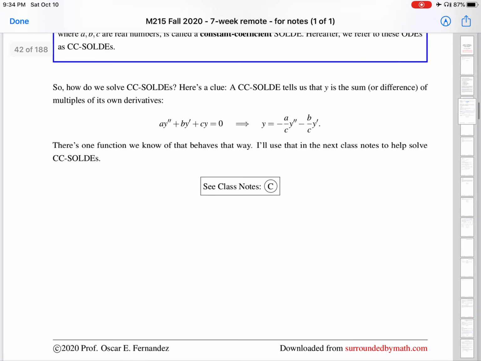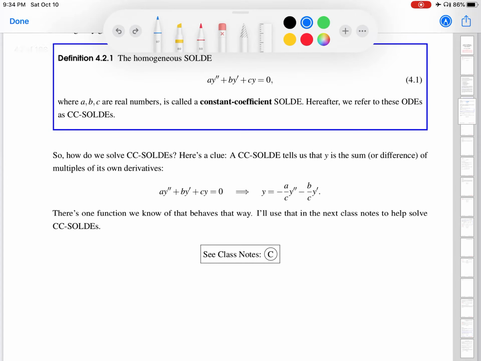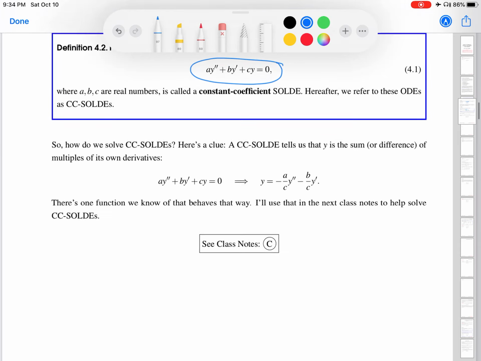And just to review what's going on here, we just had introduced the notion of a constant coefficient, second order linear differential equation. There it is. That's what it looks like. And here we are down here.